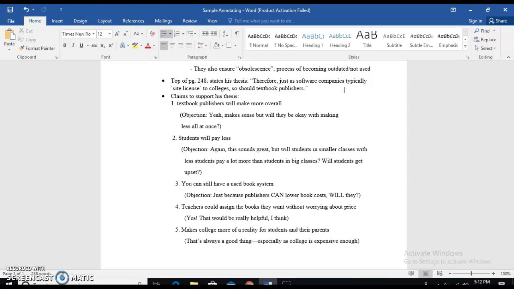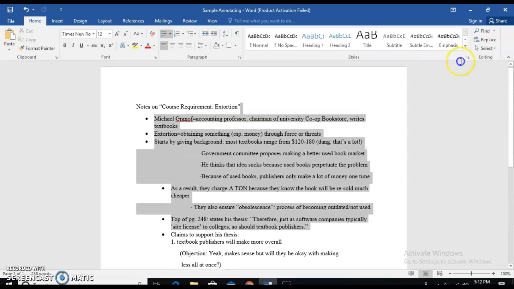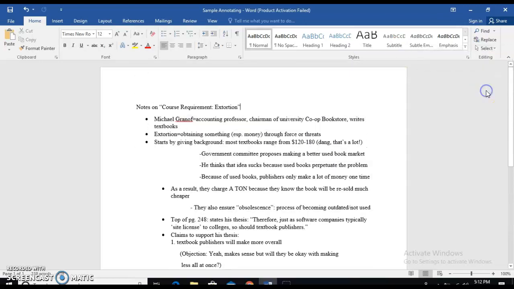So again, I just wanted to show you this. The idea is that, look, I have a full page full of notes right now that I could use to help me write a nice summary and response, right? So again, I think reading things closely can really help you in the long run, right?